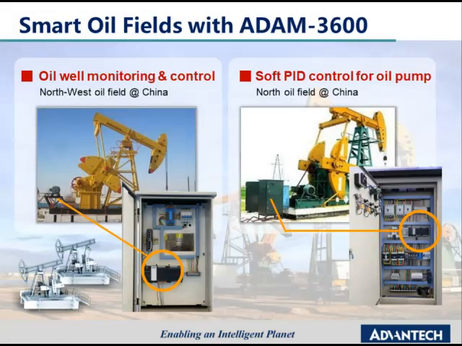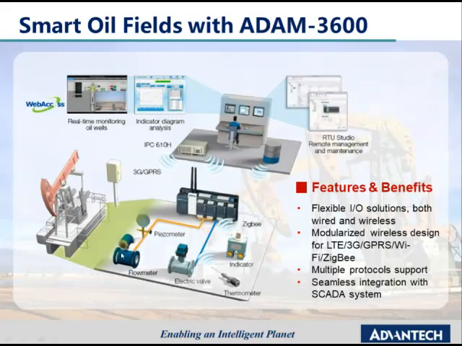We also have the application for small oil fields with the Advantech 3600. The add-on is installed inside the control panel for the oil field in Northwest and North China. As shown in the slide, Advantech 3600 is used to collect all of the data from sensors and actuators, such as the flow meter and the thermometer from the environment.